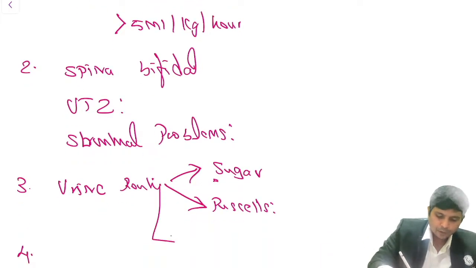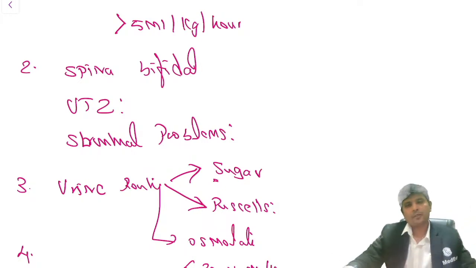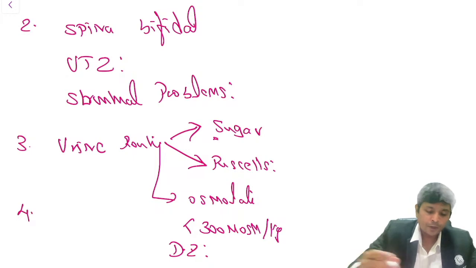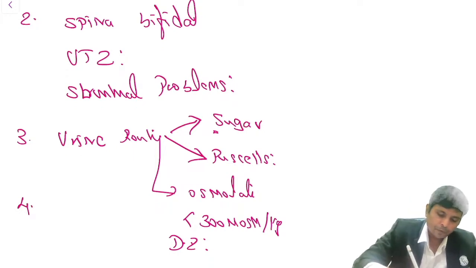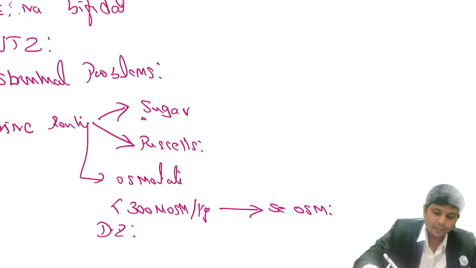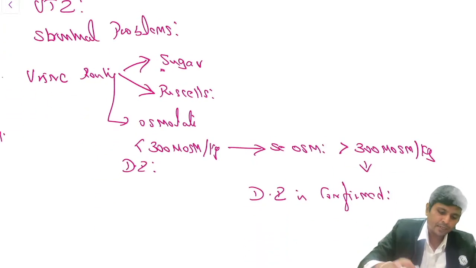Then you need to go for urine osmolality. If urine osmolality is less than 300 milliosmol per kilogram, you need to suspect diabetes insipidus. Then go for serum osmolality. If serum osmolality is more than 300 milliosmol per kilogram, then your diagnosis of diabetes insipidus is confirmed. Very simple.